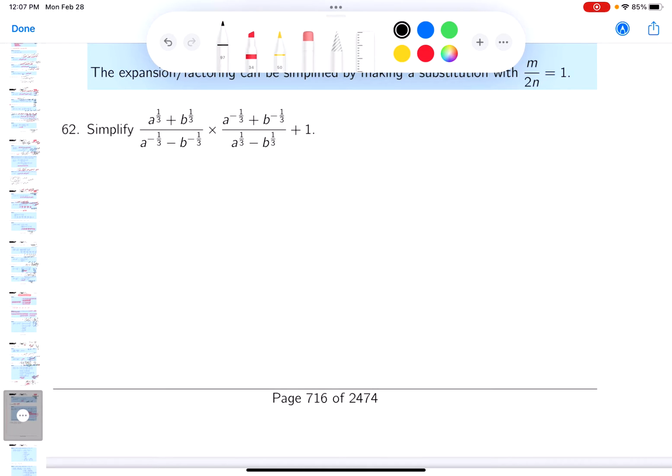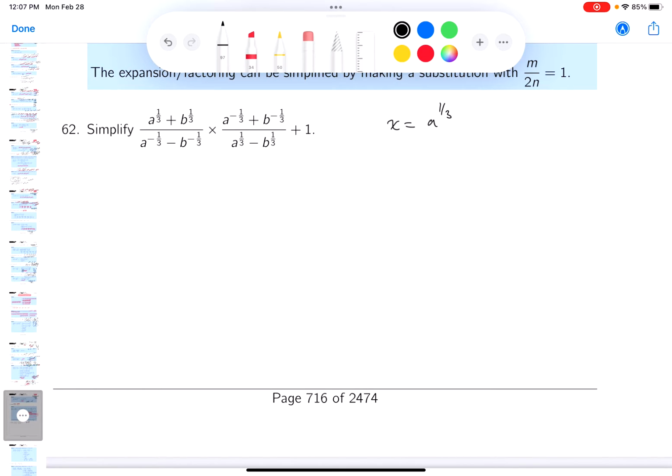Okay, I can make a suggestion of making a substitution. Sometimes it's really kind of helpful. It's really hard to write things down without making a substitution. So I'm going to say, I don't know, y. Let's start with x. I'm going to say x equals, let's see, a to the 1/3.